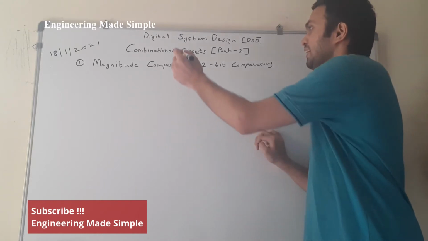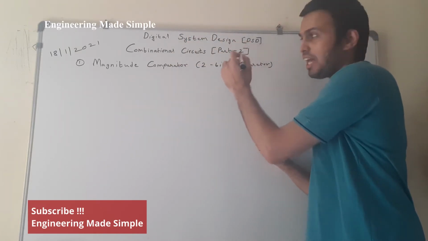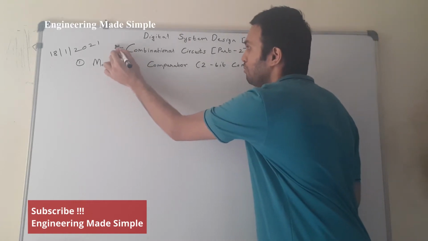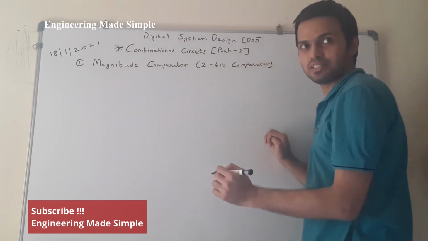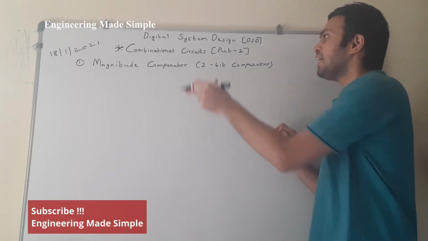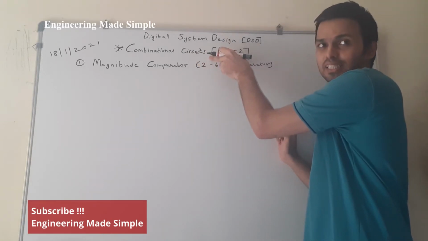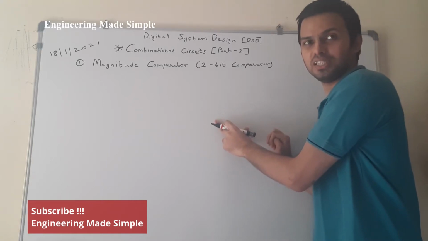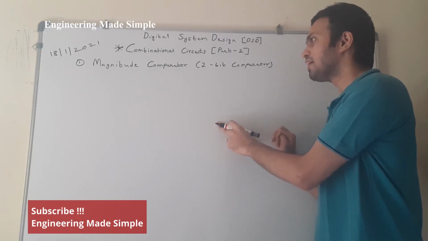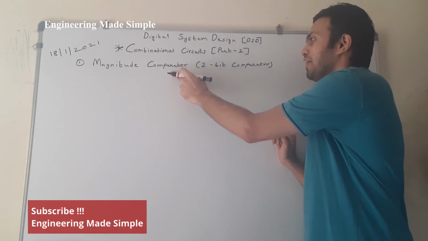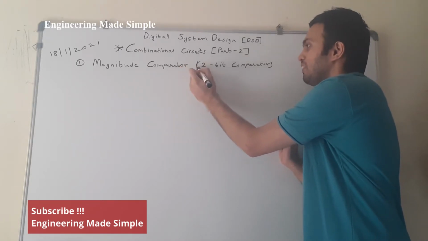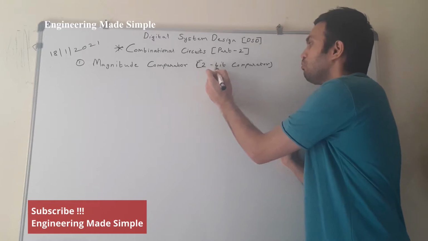Now we were studying digital system design, and in the previous part we studied what we mean by combinational circuits, and we discussed a few combinational circuits. Now this is part 2 of that lecture. In today's lecture we are going to study two combinational circuits which are very important. First one is the magnitude comparator or digital comparator circuit. In that we are going to specifically touch upon the 2-bit comparator.